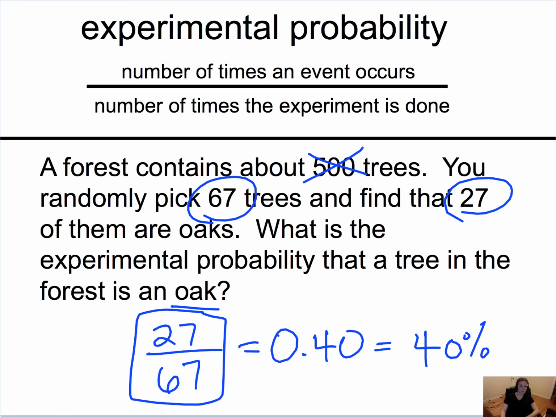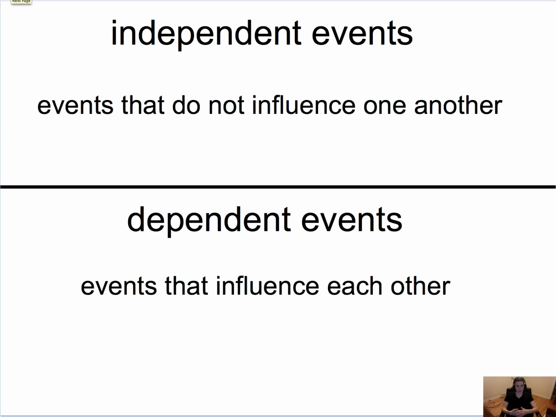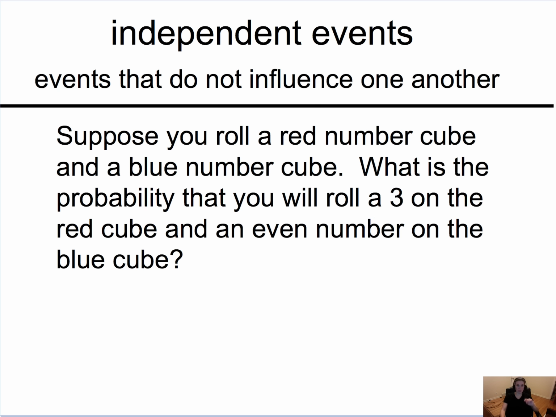All right. Now our next activity was What's in the Bag, and that was dealing with independent events versus dependent events. So independent events are events that do not influence one another, while dependent events do influence each other. So let's take a look at an example of an independent event. It says, suppose you roll a red number cube and a blue number cube. What's the probability that you will roll a 3 on the red cube and an even number on the blue cube?